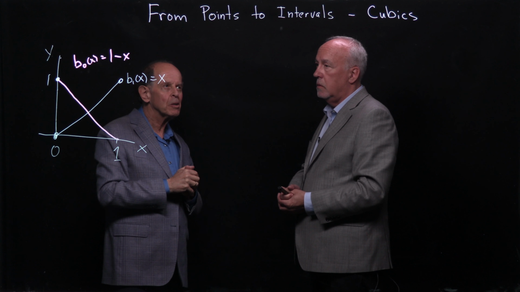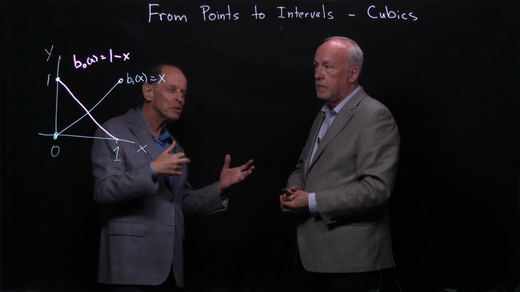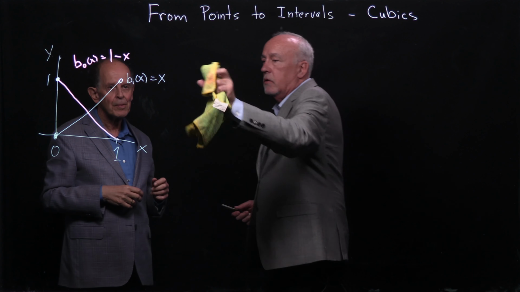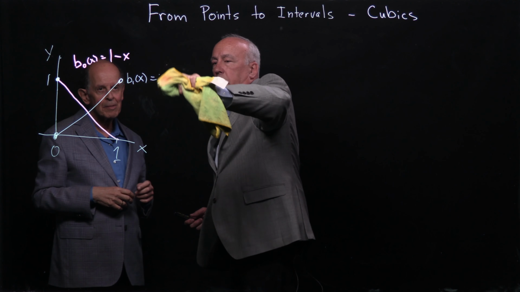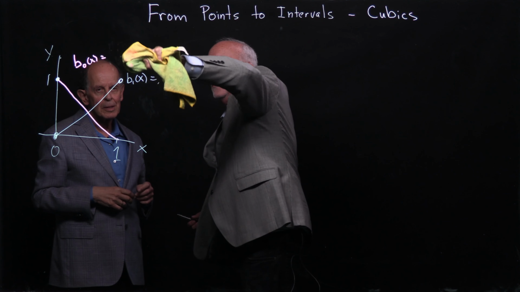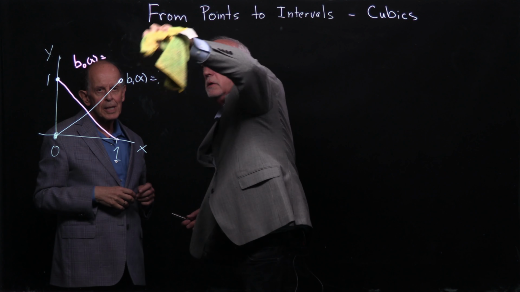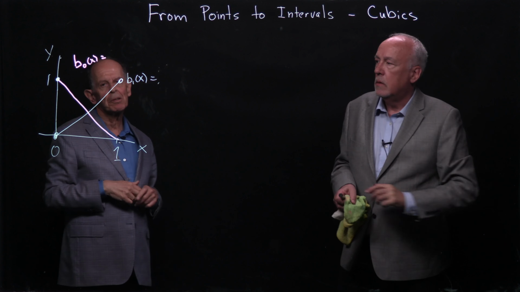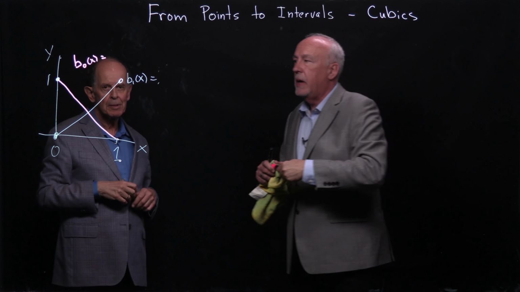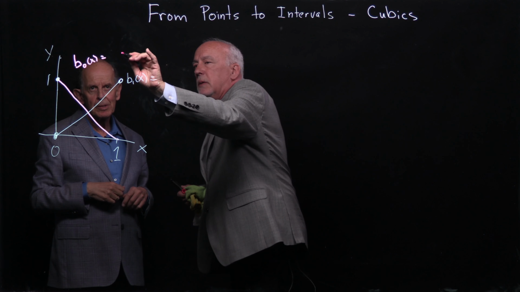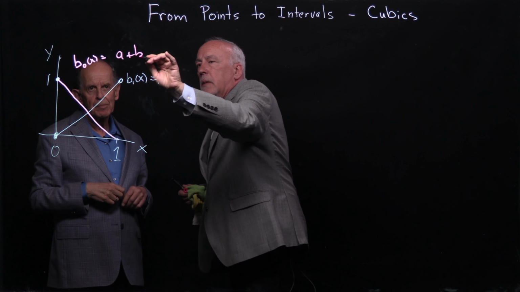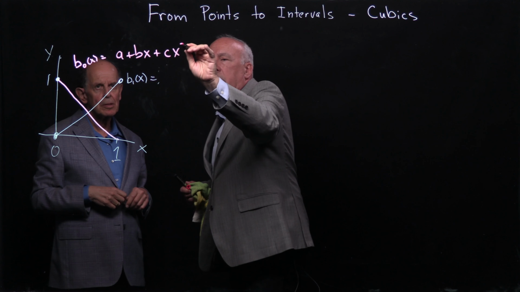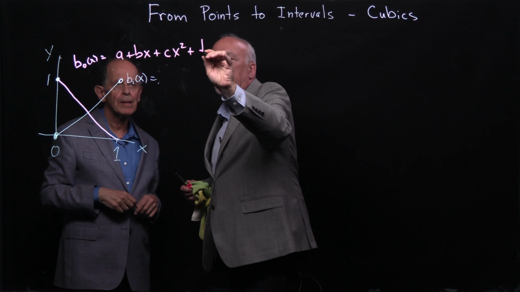Now, if we want to go to cubics, what are we doing differently? Well, first of all, it's not going to be linear. It'll have to be some sort of cubic. Okay, so let's write down a cubic. I'll write down just one of them. Yeah, so let's look at b0. I'll use my pink for that. It's going to be some form a plus bx plus cx squared plus dx cubed.